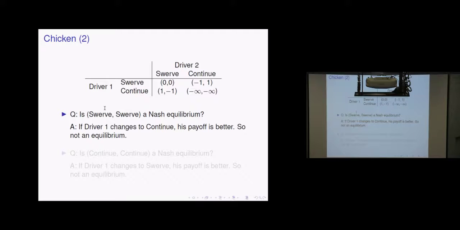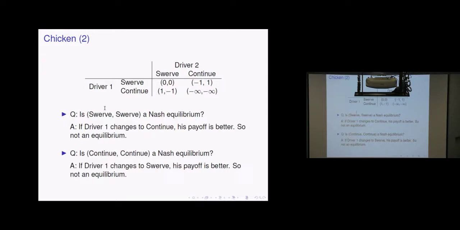So this is not equilibrium because according to our definition, this position is a Nash equilibrium if and only if, if you move away, you get punished. But in this situation, if driver 1 moves away, he gets a reward. So it's not equilibrium. Okay? Is this all right? Okay. Now, how about this? Continue, continue. Is this a Nash equilibrium?